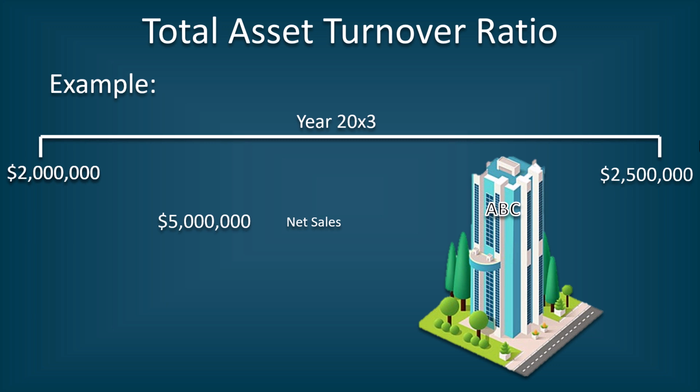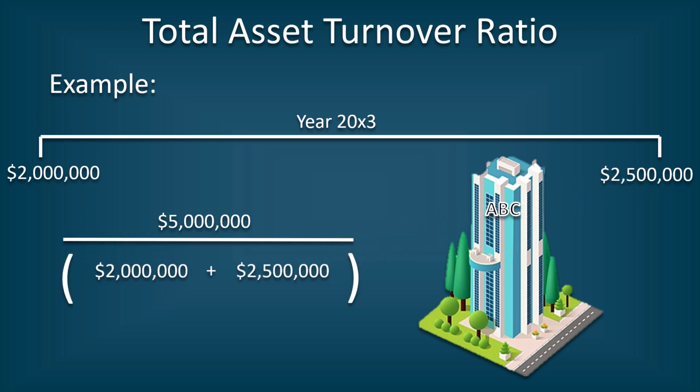First, we need to calculate average total assets. So, beginning total assets, $2 million, plus ending total assets, $2.5 million, equals $4.5 million. Now divide that by 2. So $4.5 million divided by 2 equals $2.25 million.